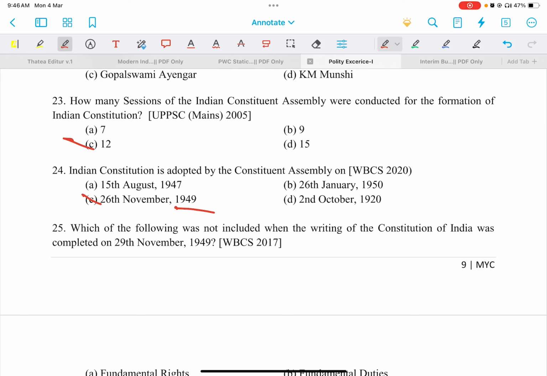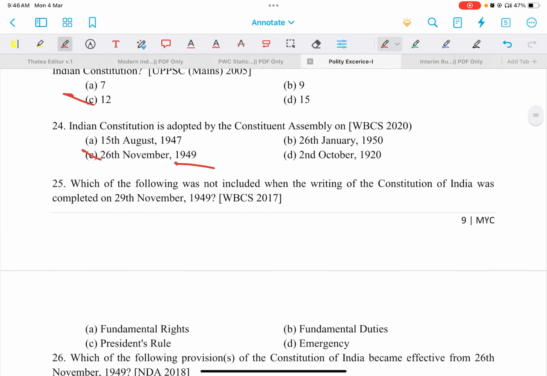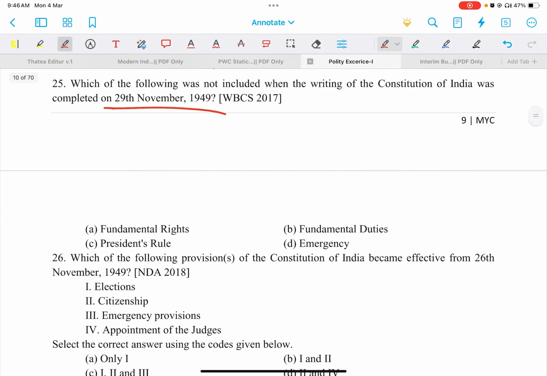Which of the following was not included when the writing of the Constitution of India was completed on 29th of November 1949? Fundamental duties is added by 42nd Constitutional Amendment Act of 1976.